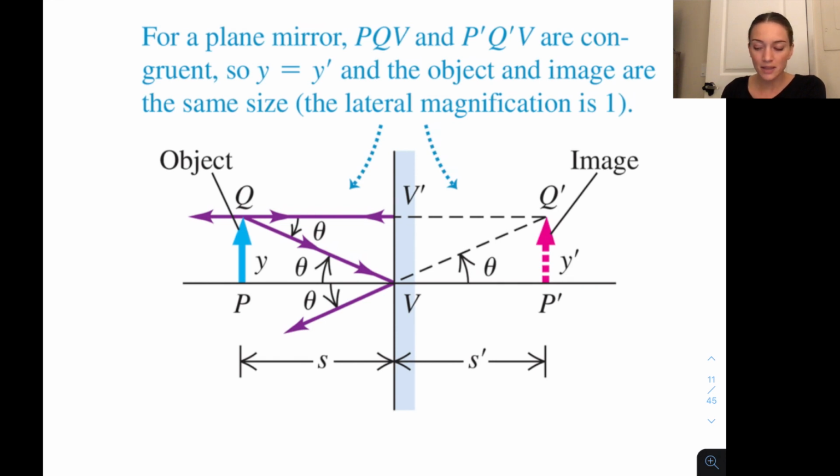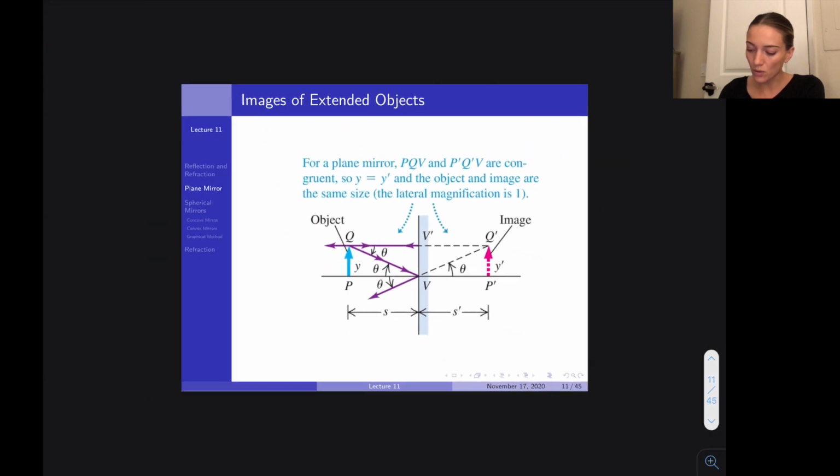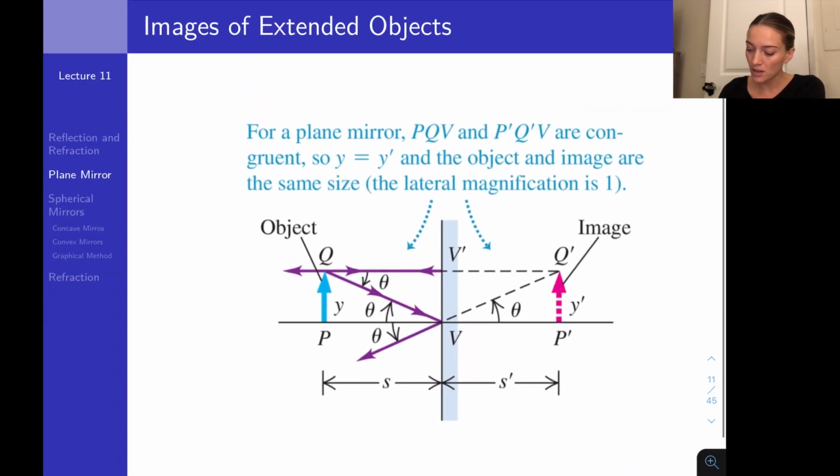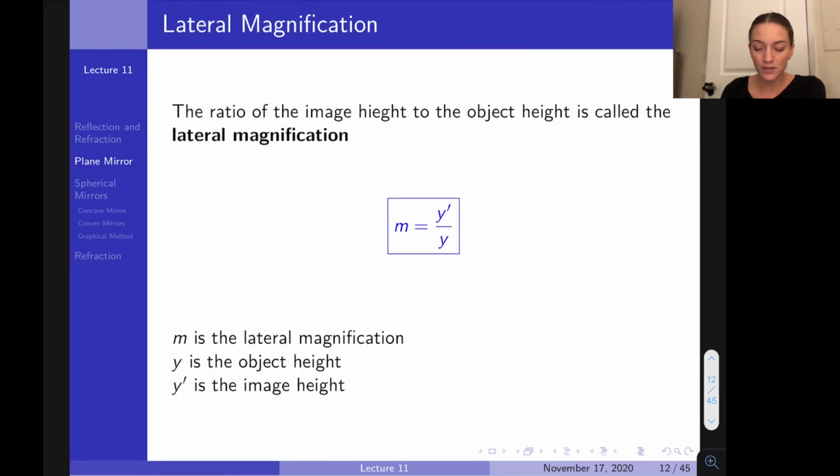And now that means that the magnification is 1 because they have the same height. It's not bigger, it's not smaller, so there's no magnification going on. So for the case of a plane mirror again, we say that the lateral magnification, how much it is stretched or shrunk, is just 1. And the lateral magnification is always given by y prime over y. So that's the image height over the object height. And as we said in the case of a plane mirror, these are the same, so the magnification is just 1.